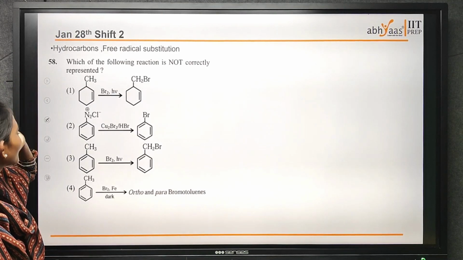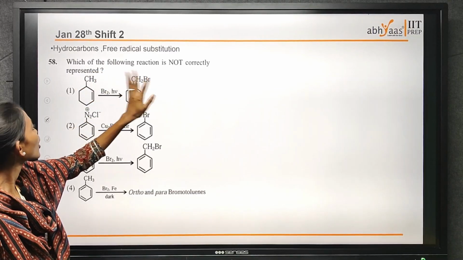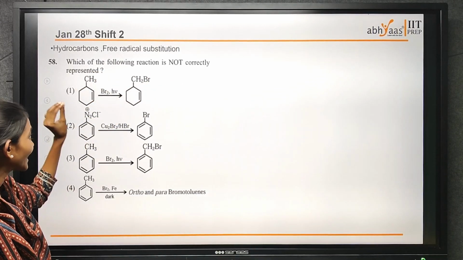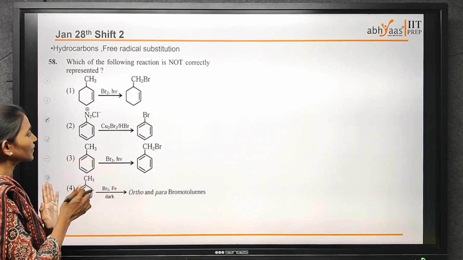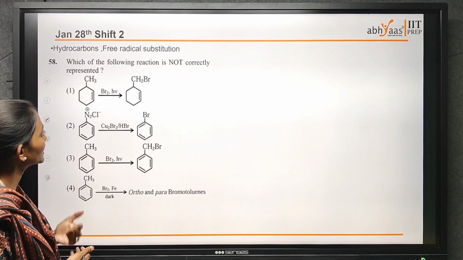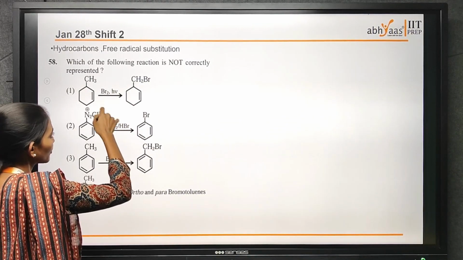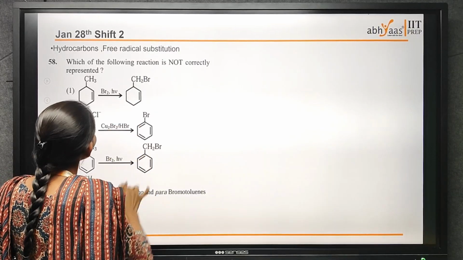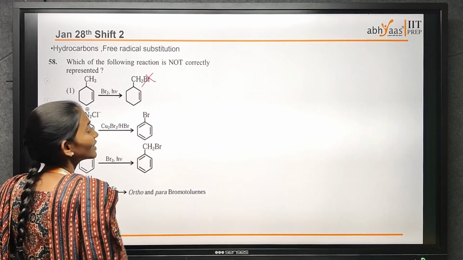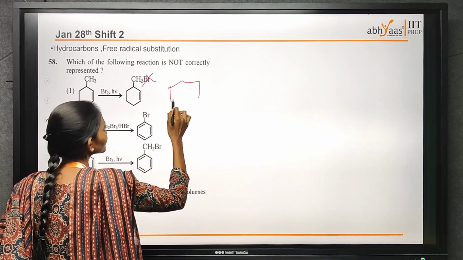This question is from hydrocarbons. Which of the following reactions is not correctly represented? They have given a couple of reactions and products too, but we need to identify which is correct and which is not correct. If you see this case, bromine in the presence of h nu, what is happening here? It is not at all the correct product. What will we get here?